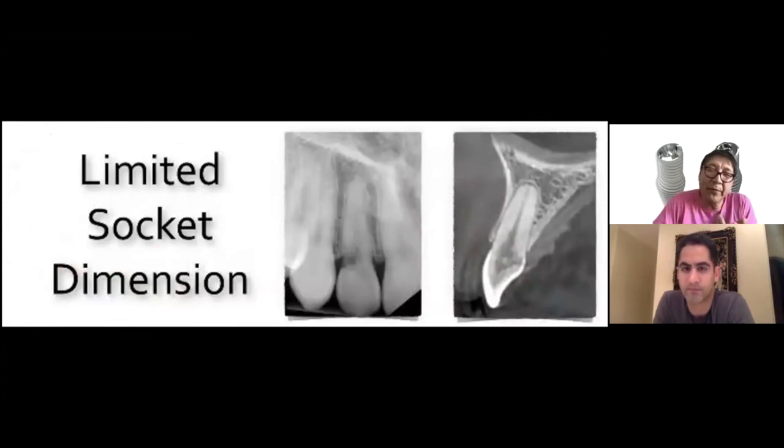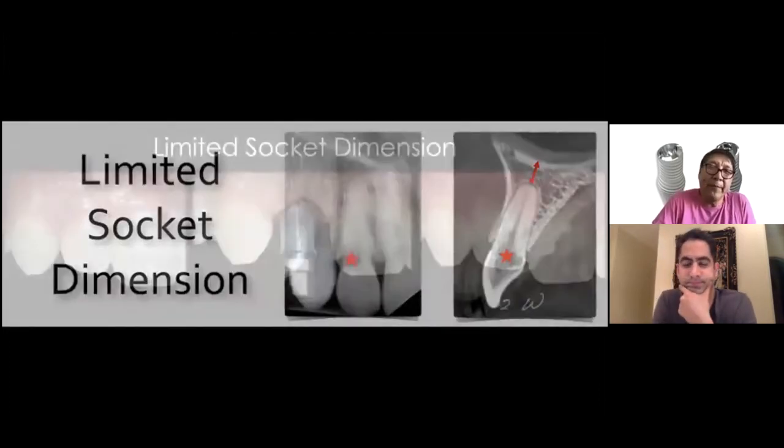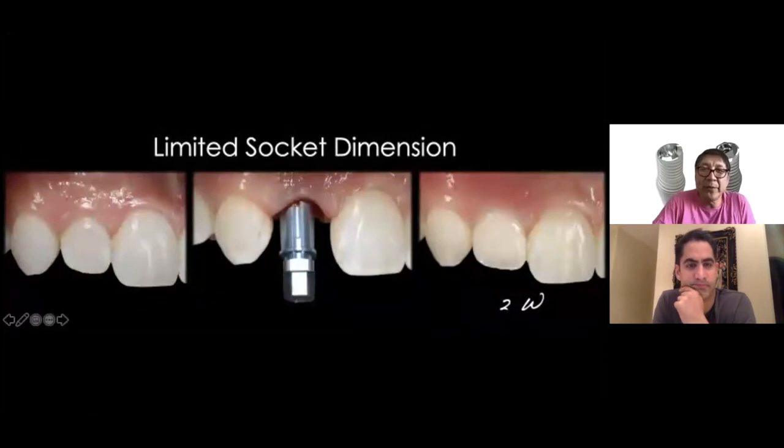Now, here's a perfect example. This particular patient has this lesion right over here, this internal resorption lesion. It has a fairly large root, relatively speaking, but the apical part of this area, there's a limited socket dimension in width and in length. So if anybody's going to tell me they could put a long, skinny implant in this area, they're dreaming. It's not happening.